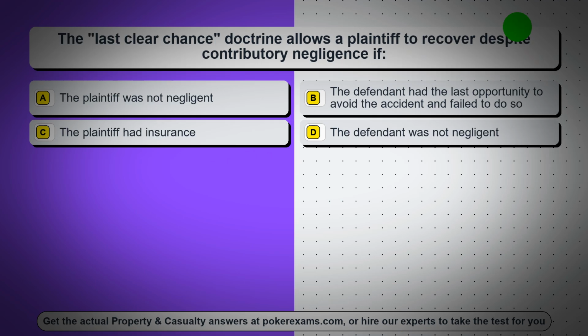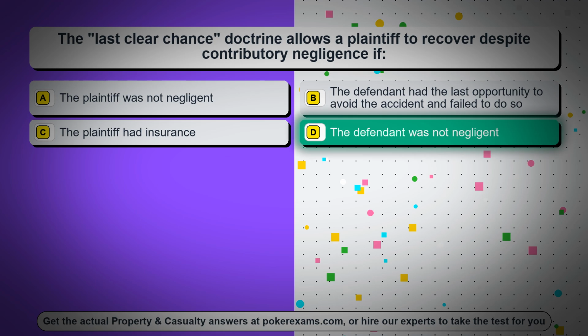Question 63. The last clear chance doctrine allows a plaintiff to recover despite contributory negligence if, option A, the plaintiff was not negligent, option B, the defendant had the last opportunity to avoid the accident and failed to do so, option C, the plaintiff had insurance, option D, the defendant was not negligent. The correct answer is option D, the defendant was not negligent.